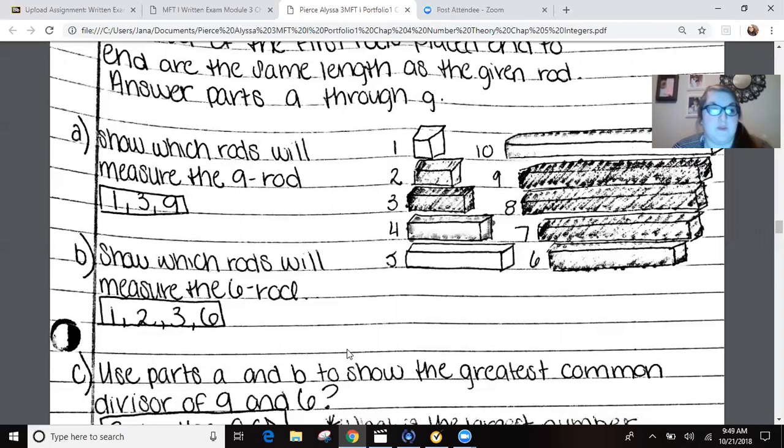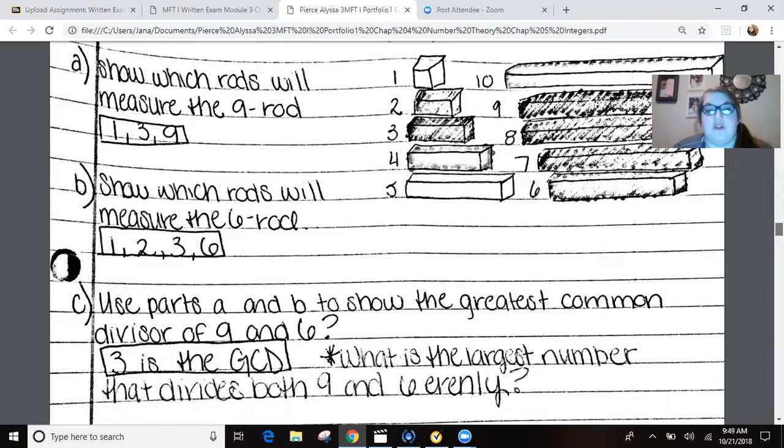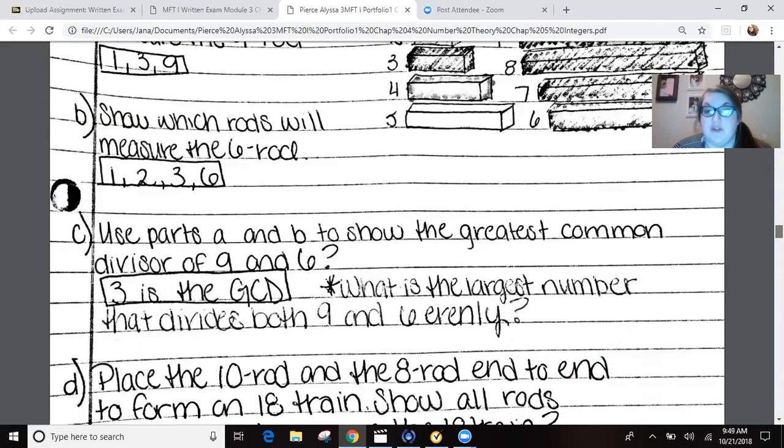So which rods will measure the 6 rod? We have 1, 2, 3, and 6. 2 times 3 is 6. 3 times 2 is 6, and so on. And using visuals to do multiplication is probably one of the best things to do, because you'll see, like if you were to try to put an 8 rod and an 8 rod, obviously that's longer than a 6 rod and so on.